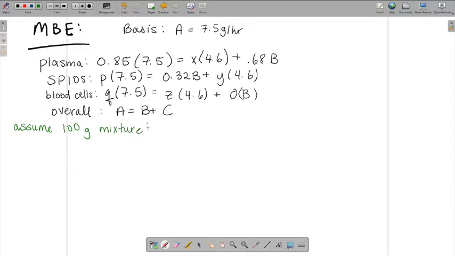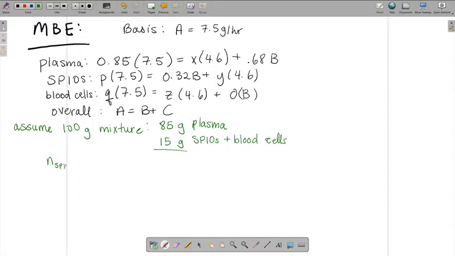Now, if we have 100 grams of mixture, knowing what we do about the properties of the mixture, we can say that there's going to be 85 grams of plasma. And then, of course, 100 minus 85, which is 15 grams of SPIOs plus blood cells. The question here is, though, what is the ratio within these 15 grams? And that's what we're going to be trying to find.